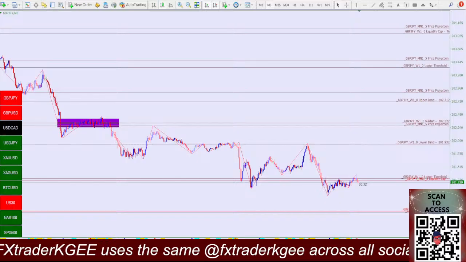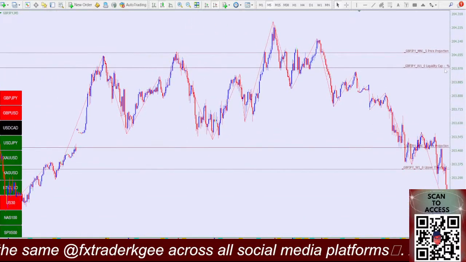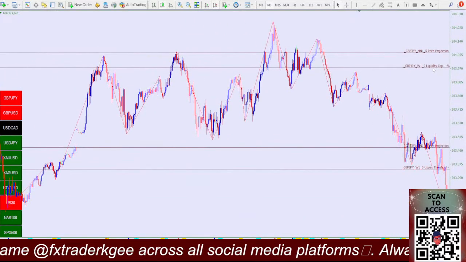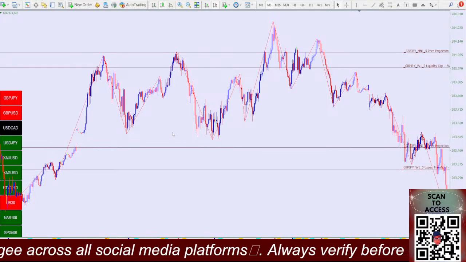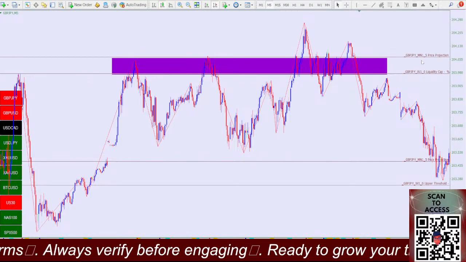Now if I move back a little bit, we can see this is that reaction. This is the liquidity cap here, and this is weekly. Now this is what happened here. A lot will still want to continue buying. Let me just show it to you this way. Look at this zone. This is weekly, this is monthly. Now look at what price did.